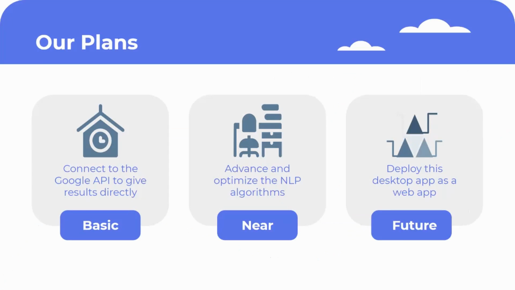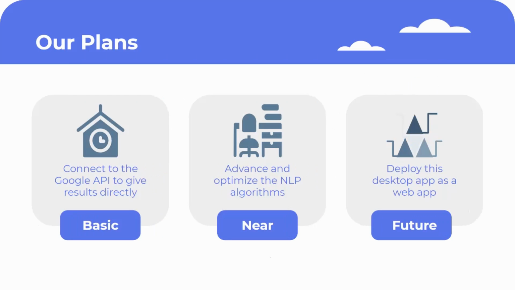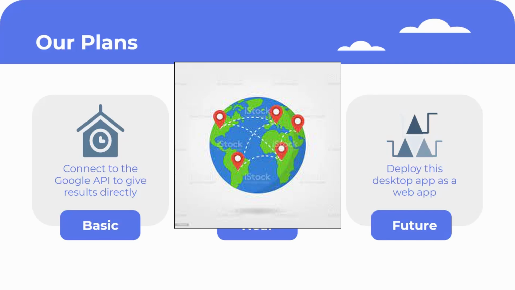Let's move on. So our plans in the near future is to connect the Google API to the results directly, rather than going through a website like a link, as you just saw. And something we want to do later, not as near, is to advance and optimize the NLP algorithms so it's a little bit faster and gives more accurate results based on what the user likes. And in the future, what we want to do is deploy this currently desktop app as a web app so it can reach and be used by more people.